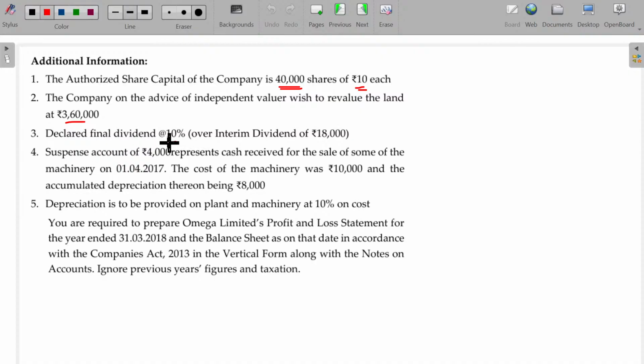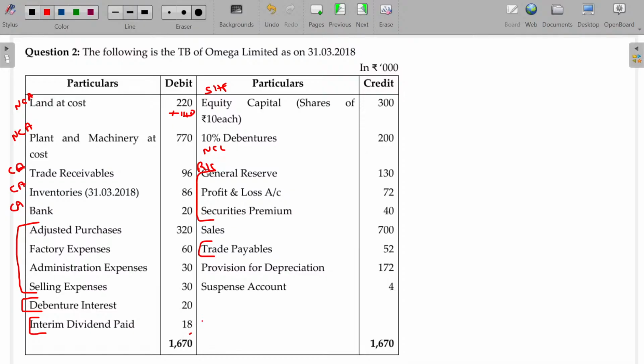Declared final dividend at the rate of 10% over interim dividend. Already interim dividend of 80,000 is paid. Final dividend of 10% is also to be declared. Out of 300, final dividend of 10% means 30 rupees would be payable.